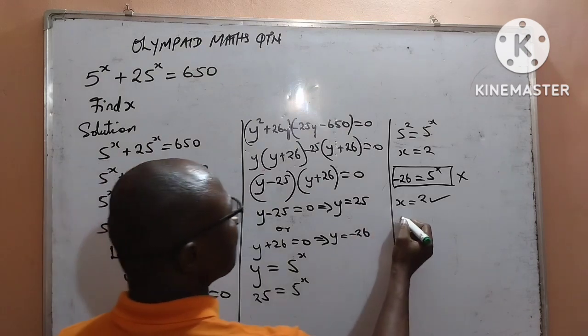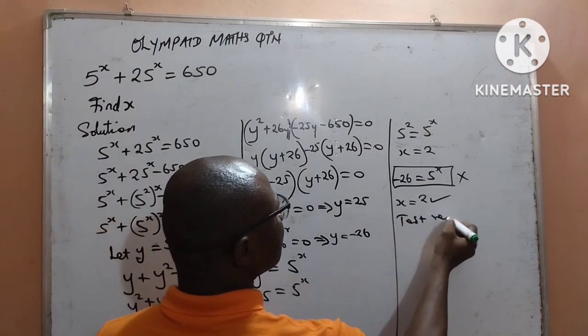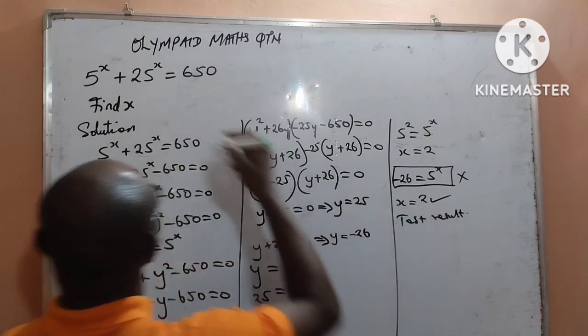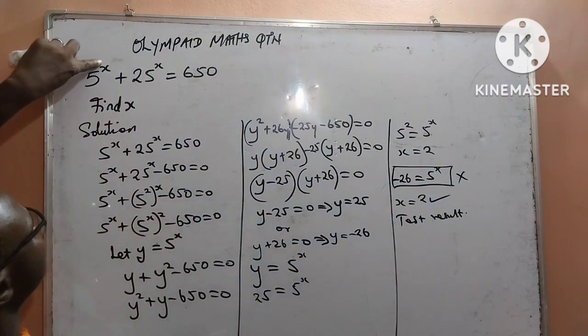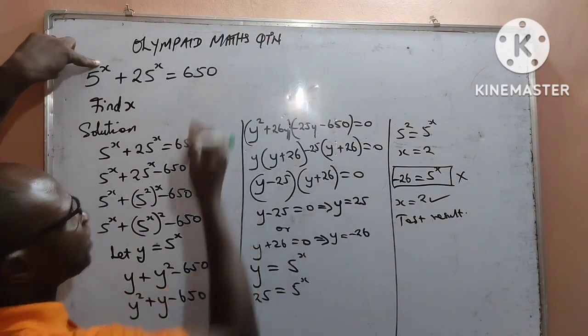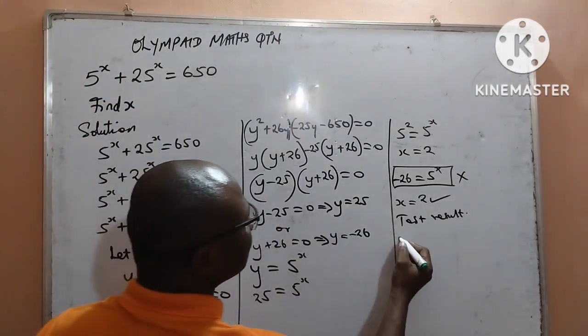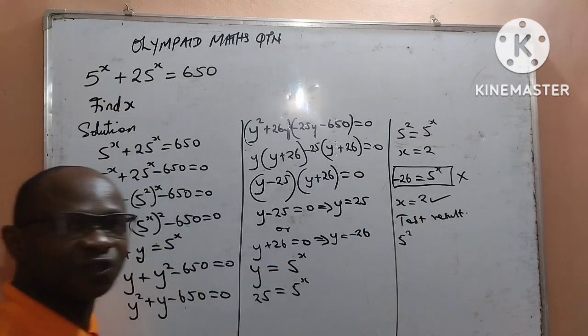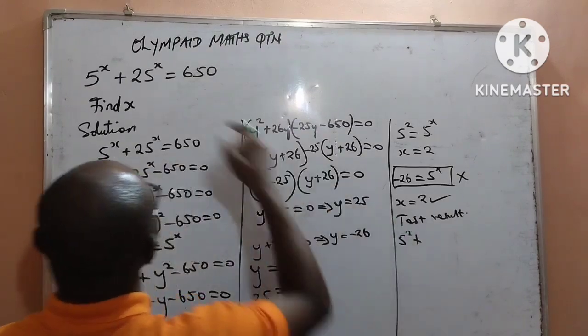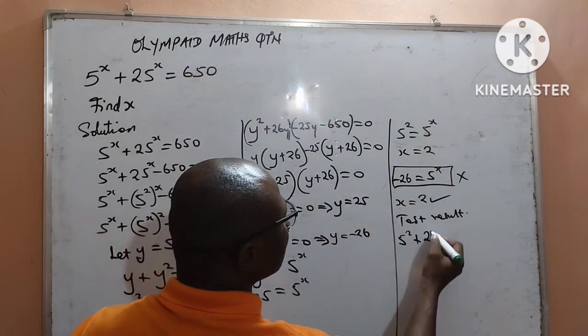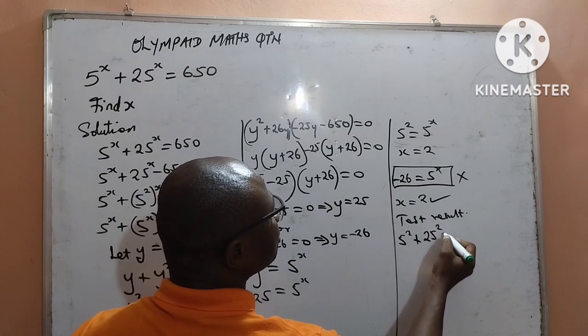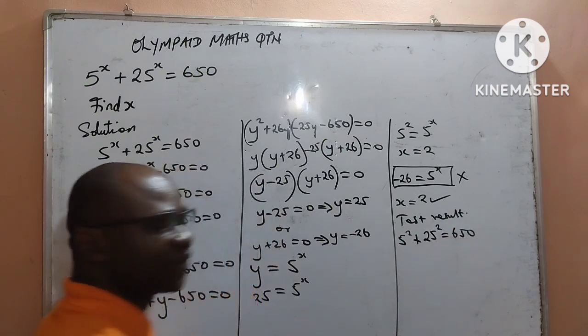But then we have to test our result to ensure that we are very correct. Test result. From here, anywhere I see x, I put the value 2 to see if it will give me what I have on the right hand side. So first I have 5 to the power x, which is now 5 to the power 2. Next, I have 25 to the power x, which is 25 to the power 2. Is it equal to 650?